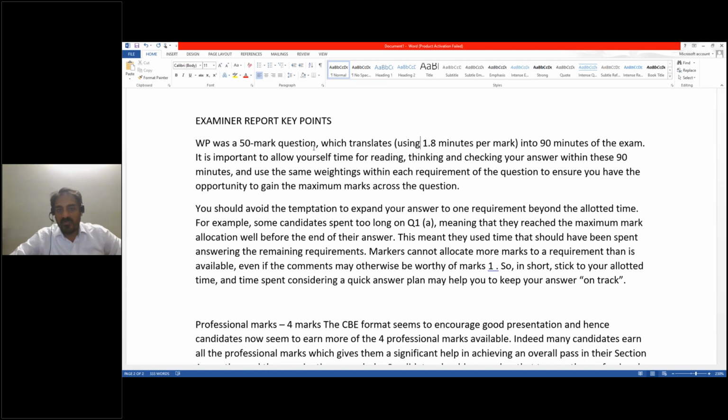A 50 marks question means, first of all, you must stick to time management. Here the examiner particularly mentioned that this is a 90 marks question, a 90 minutes exam. So it is important to allow yourself time for reading, thinking, and checking your answer within these 90 minutes. That is called time management. And use the same weighting within each requirement of the question to ensure that you have the opportunity to gain maximum marks across the question.